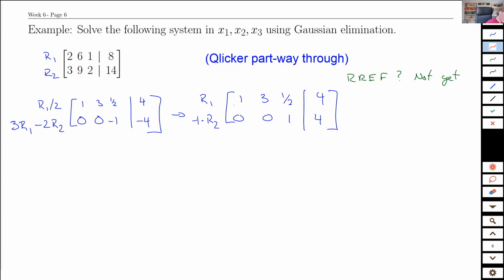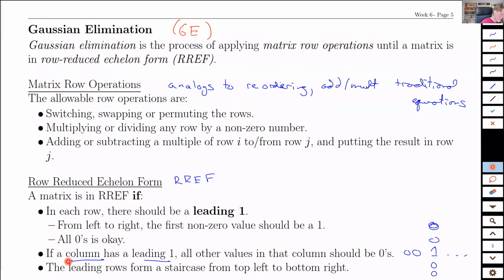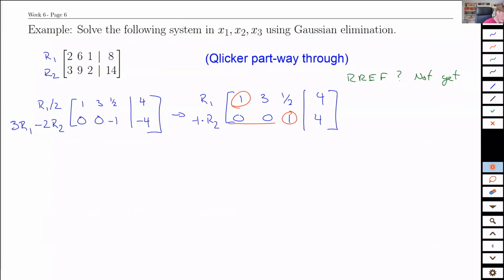We do have the ones in sort of a staircase down. This row has a 1 as a leading 1, and then other stuff, and that's fine. This row is 0s until it's a 1, so that's fine. However, there's that other requirement: if a column has a leading 1, then all the other values in the column in the other rows have to be zeros, and that's a problem here. So this part here is what's not RREF. The first column's fine. It's got a 1 and zeros in the rest of that column. That's fine, but this one here is wrong. And again, if you think of solving, we don't really want to have that value there.